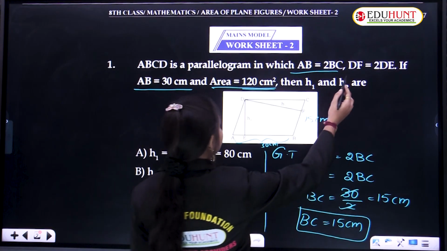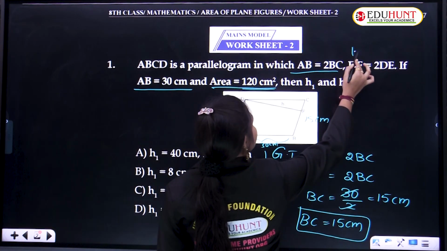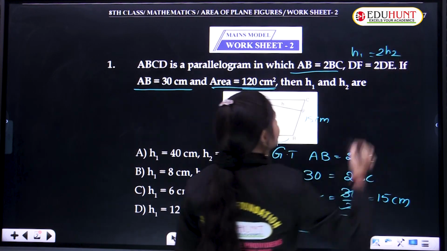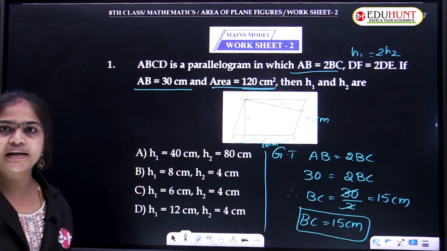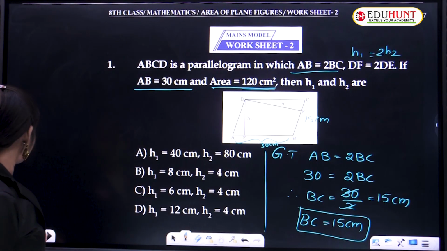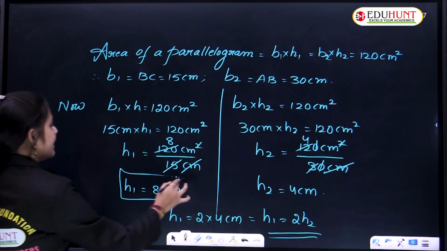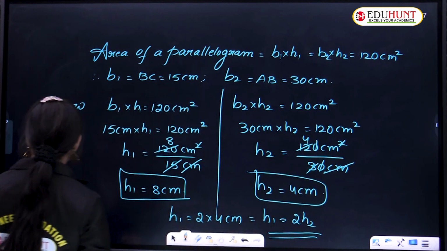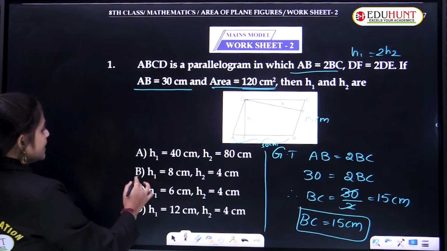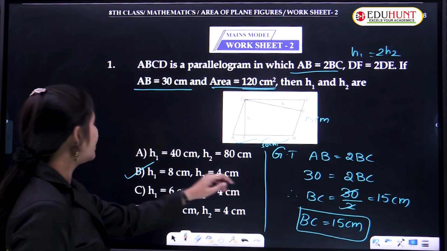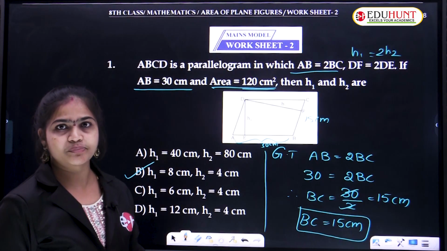H1 is equal to DF, that is, H1 is equal to 2 times H2, that condition is also satisfied, no? As per this, what are the options here? H1 is equal to 8 centimeters and H2 is equal to 4 centimeters. Which option is satisfying here? Option B is satisfying. Okay?